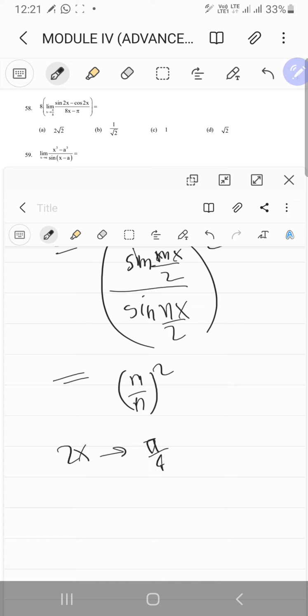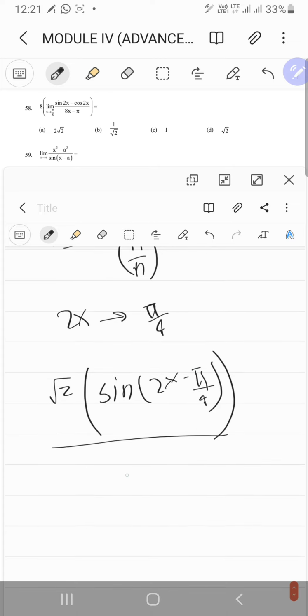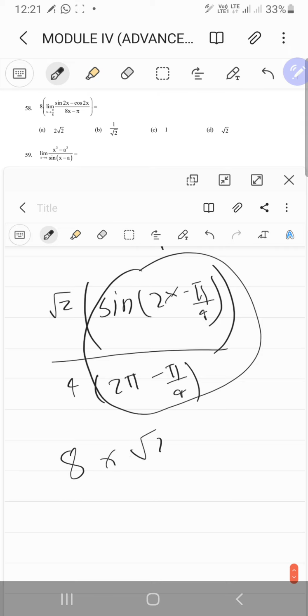I think I know how to do this. So just go for this square root 2 times sine 2x cosine of pi by 4 minus cosine 2x sine of pi by 4. So this should be sine of 2x minus pi by 4, upon, here we can just take that 4 common, so 2x minus pi by 4, right? 2x is approaching pi by 4, that means 2x minus pi by 4 is approaching 0, and that means this complete thing is approaching 1, so it's just 8 times square root 2 upon 4, so 2 square root 2, that should be the answer.